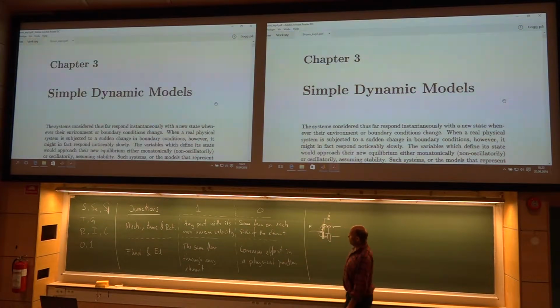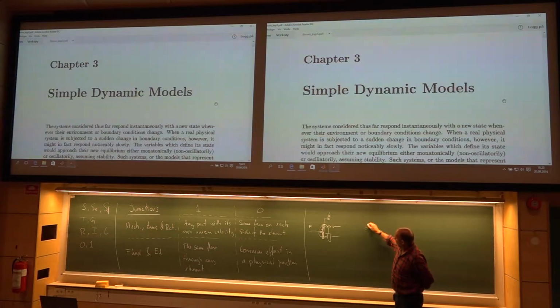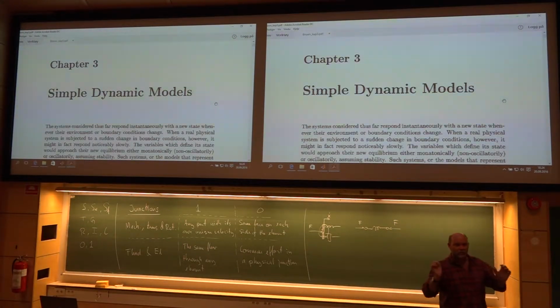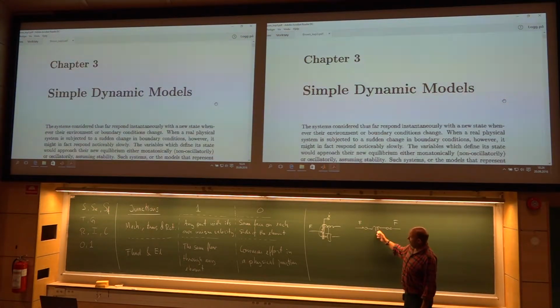Here, the same force on each side of an element. So if you have a force acting here, and then you have an element, could be a spring, and then you have the same force, of course, acting on the other side. Then here you will now insert a zero junction. So again, use a different color for a zero junction here.